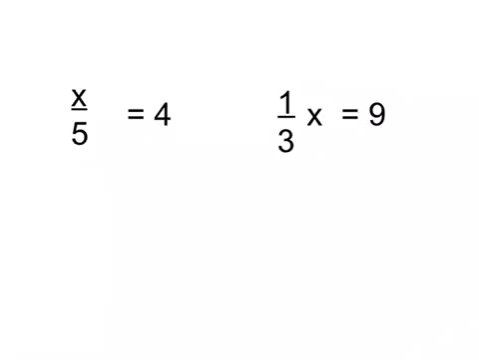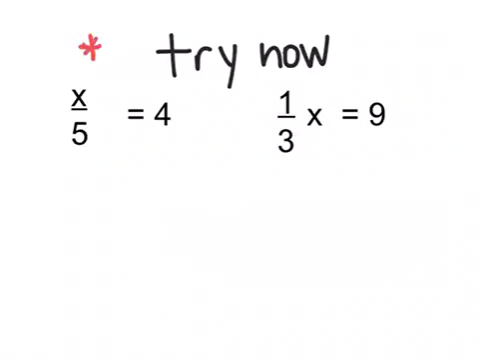Now, here are two examples for you to try now. So, let's look at our first example. I have x divided by 5 equals 4. I know that I'm going to be multiplying, and I'm going to be multiplying by 5 on both sides. These cancel, and I'm left with x equals 20.